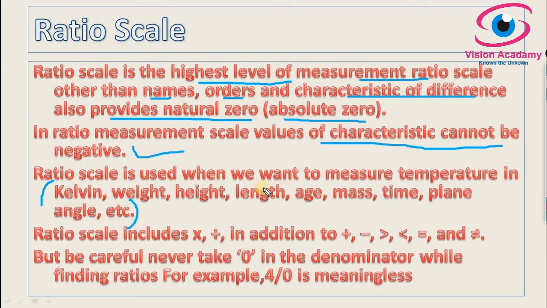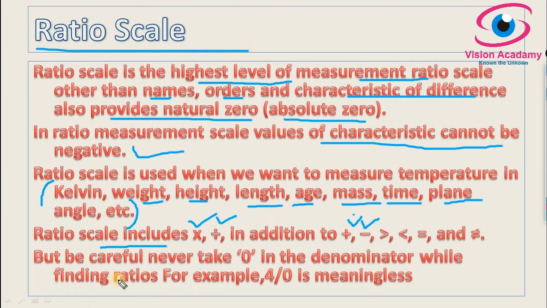Ratio scale is used when we want to measure the temperature in Kelvin. We want to measure the weight, height, length. We want to know the age, because age has 0 year, no? A baby just born now, and that age is 0. And mass, time, plane angle, etc. All the statistical tools can be applied here. So ratio scale includes multiplication, division, addition, subtraction, lesser than, greater than, equal, not equal, and everything is possible in the case of ratio scale.